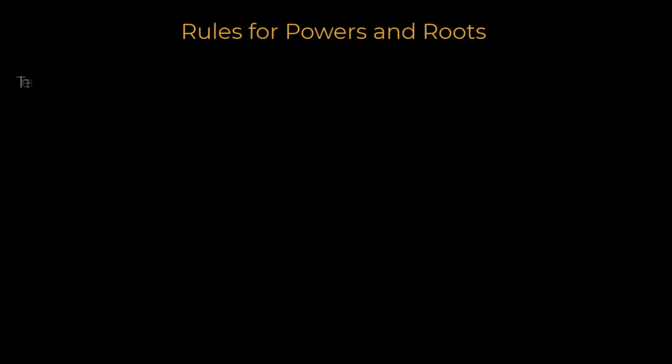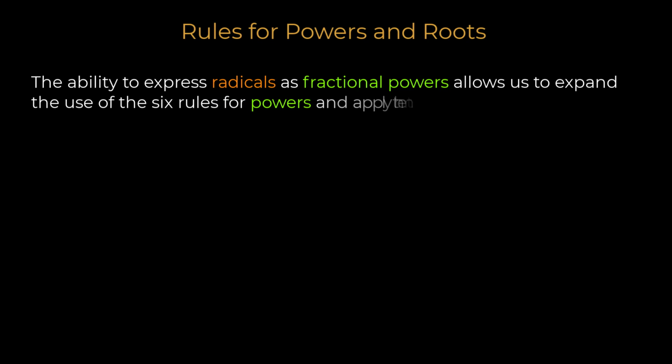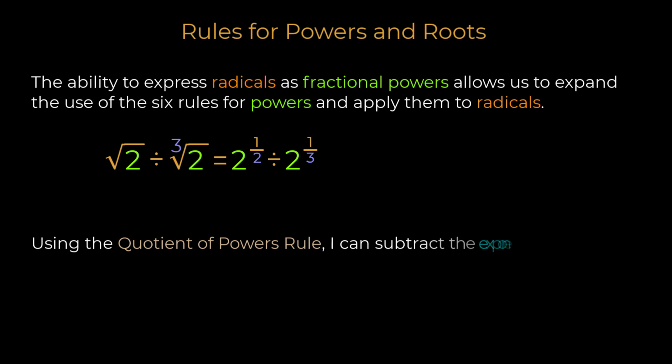As I said before, the ability to express radicals as fractional powers allows us to expand the use of the 6 rules for powers and apply them to radicals. For instance, the square root of 2 divided by the cube root of 2 can be written as 2 to the 1/2 power divided by 2 to the 1/3 power. Using the quotient of powers rule, I can subtract the exponents. 1/2 minus 1/3 is 1/6. The solution then is 2 to the 1/6 power, which can also be expressed as the 6th root of 2.